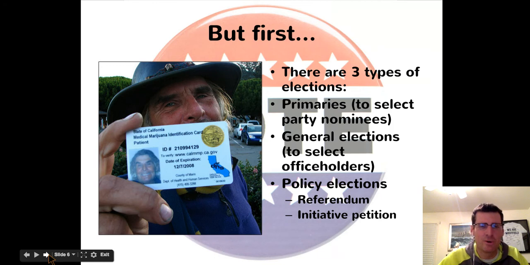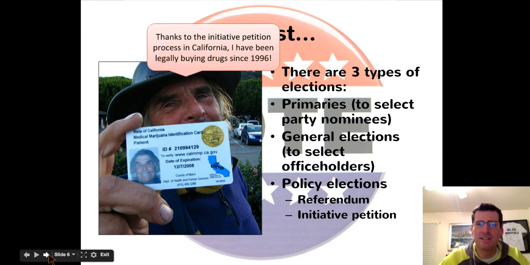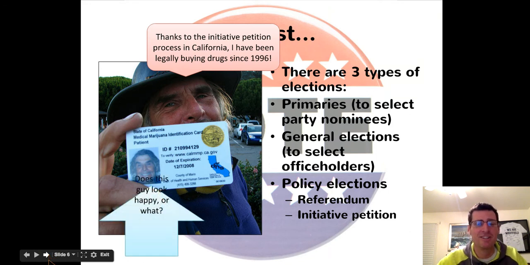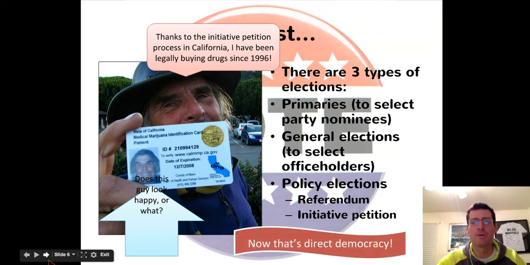Here's a guy holding up his state of California medical marijuana identification card. He's been legally buying drugs since 1996. I've been using this picture for a few years now. What I love about it is, look at this picture. Here's his picture on his marijuana identification card. He is like the happiest guy on earth that he got this. And I think that's pretty funny that he smiles that big in that card. Now that's what we call direct democracy. Okay. And typically we talk about an indirect democracy where we select leaders to make decisions. This is direct democracy. People make laws, and that's something entirely different.